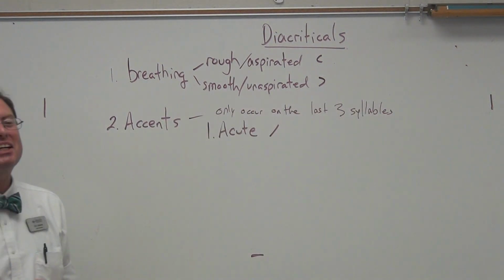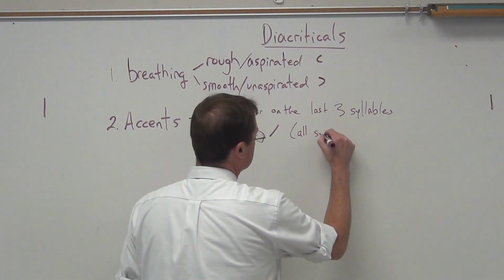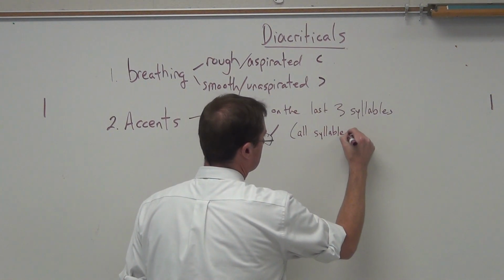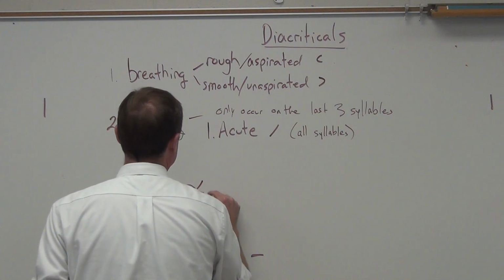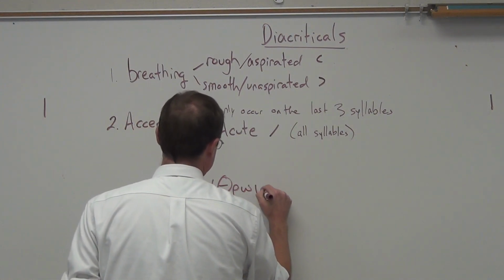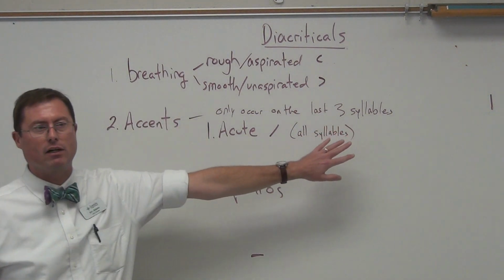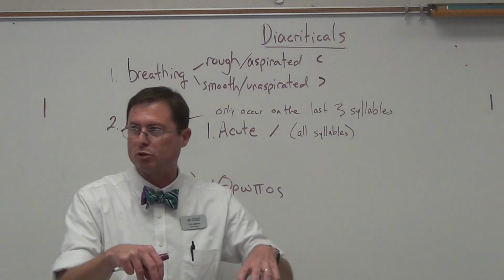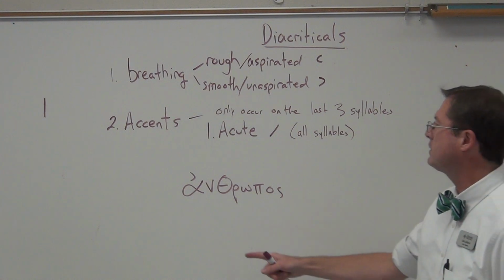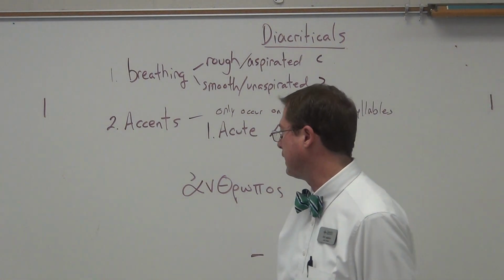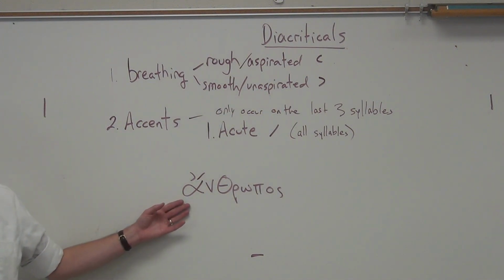Now, the acute accent can occur on all syllables. So if I were to give you the word for man, what? I thought we just said it can only occur on the last three. No, that's what I mean. Like when I say all syllables, either the antepenultimate, the penultimate, or the ultimate. Yes, not any before that actually. So if we say our word here, and we put our acute accent right there, which is correct, we will pronounce it, everybody, anthropos. Anthropos.